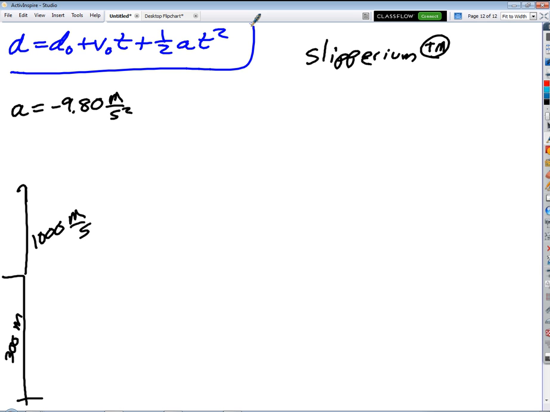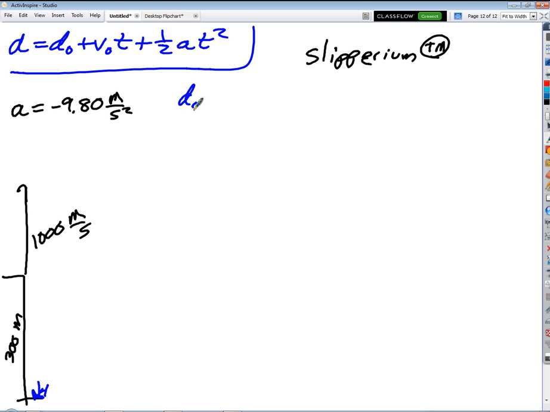So we're starting at a height of 300 meters, and this bullet is going to go way up in the air and then come down. We want to know when it hits the ground. So what's the position going to be when it hits the ground? Zero. Okay, that makes sense? Okay, yeah, so we know everything we need then, don't we?